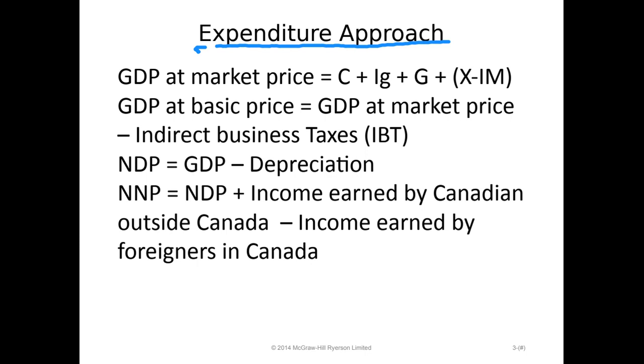So for GDP at market prices, just add these four terms: consumption, gross investment, government expenditures, and net exports, which is exports minus imports. If I ask you to calculate GDP at basic price, then you have to subtract indirect business taxes. Okay? When you subtract depreciation, this G would become N, net. When you subtract depreciation, you get NDP.